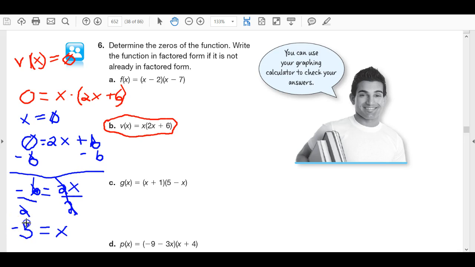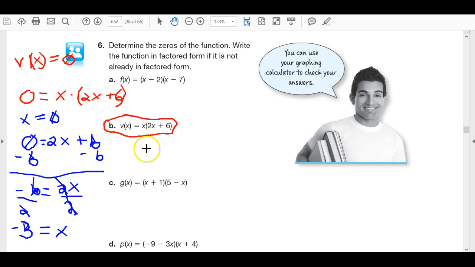So what is this telling me? This is telling me that when x is equal to negative 3, if I put that in there, then negative 3 times 2 is negative 6. Negative 6 plus 6 turns into 0. It doesn't matter that this is negative 3 also, because 0 times negative 3 will make the whole thing 0. So my zeros are whenever x is equal to negative 3, and also whenever x is equal to 0.